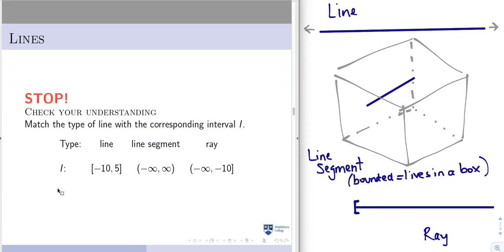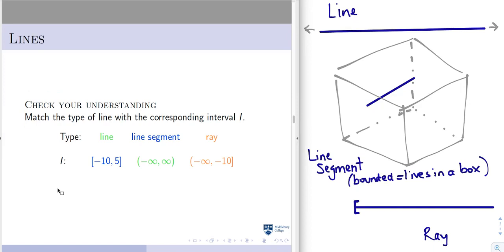So here I'd like for you to stop the video and try and see if you can match up the type of line with the corresponding interval I. Okay, so we see that, well, a line should be infinite, so the parameter should be allowed to be any real number. It should be infinite in both directions. Similarly, a line segment is going to be bounded, so our parameter is going to be bounded. It's going to lie in some bounded interval. Finally, a ray is going to correspond to a subset of a line that's bounded in one direction only. So this means that our parameter must live in a semi-infinite interval.